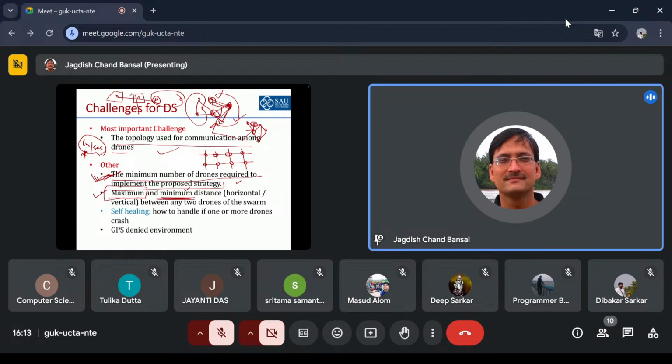Maximum distance means if this is one drone, and these are, suppose, 4 drones, then this is the maximum distance. This cannot be increased indefinitely. Actually, the maximum distance should be minimum and the minimum distance should be maximum to keep the swarm connected and safe. These are the two requirements: a swarm should remain connected throughout the operations and should be safe throughout the operations. For that, the maximum distance should be minimum so that the connection is not lost, and the minimum distance should be maximum so that they do not collide with each other.